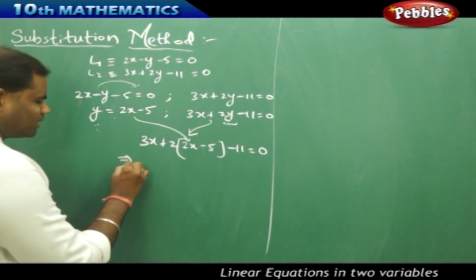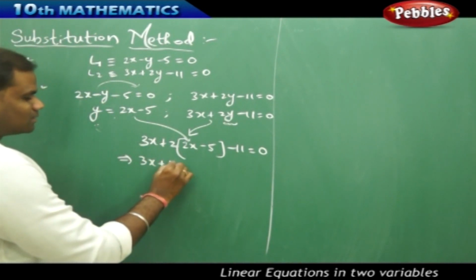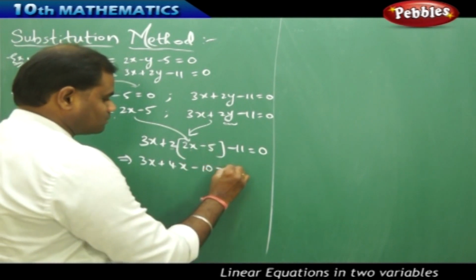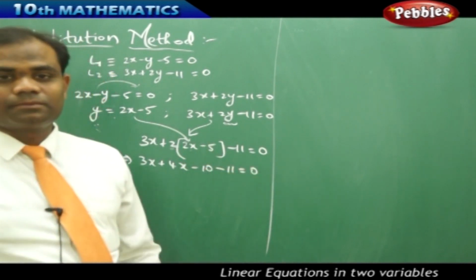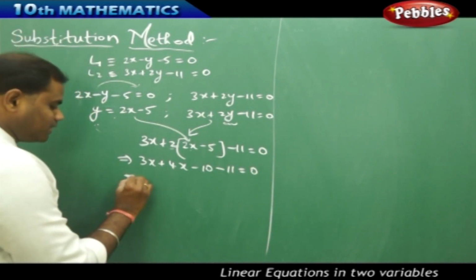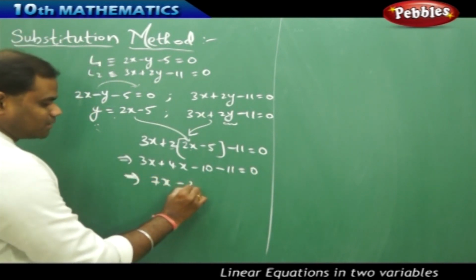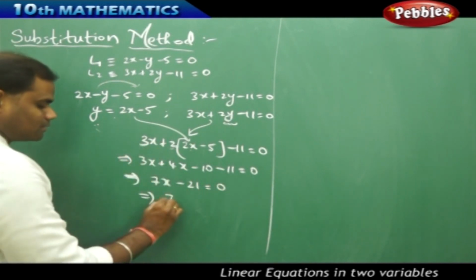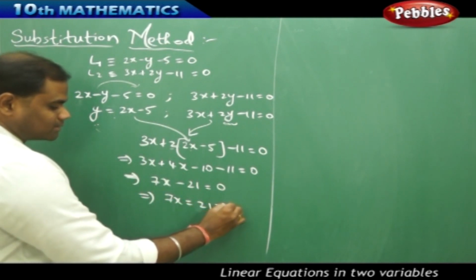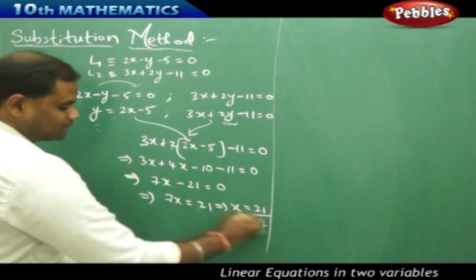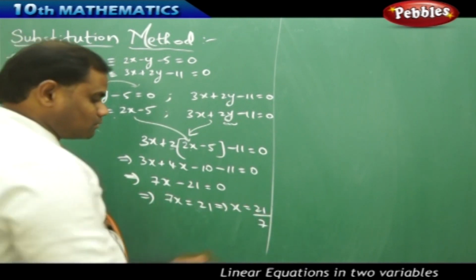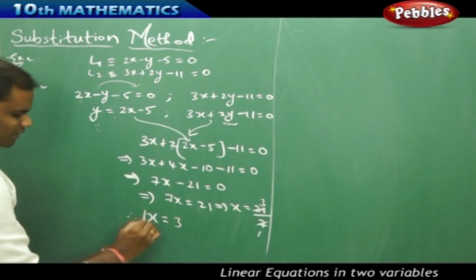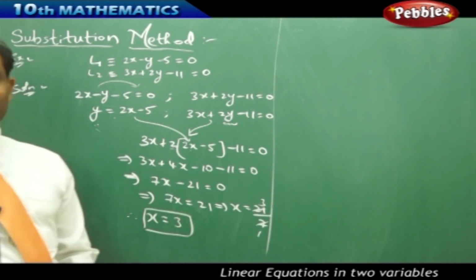Therefore, this on simplification further gives me 3x plus 2 times 2x, which is 4x, minus 2 times 5, which is minus 10, minus 11 equals 0. Then finally, this would be 3x plus 4x, which is 7x, minus 21 equals 0. Therefore, taking all x terms one side and all the constants to the other side, I get x is 21 over 7. For the 7 ones, 7 threes. Therefore, I got x equal to 3 as the value of x.